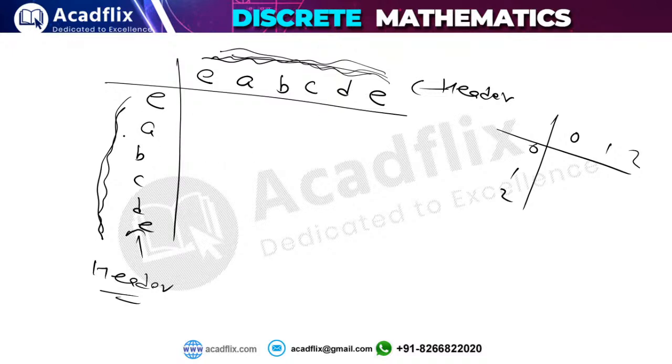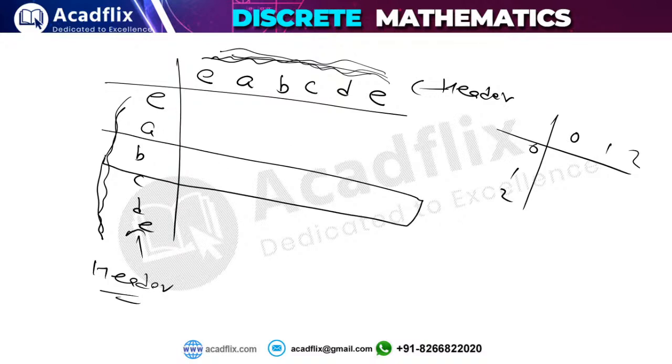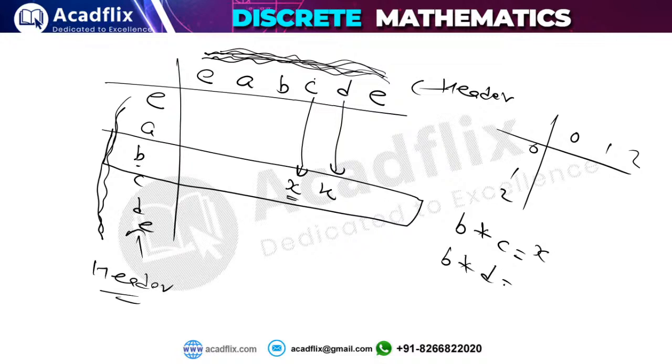Now let's assume that in some row duplicates are there. Let's assume here we have X and here we have X. We don't know what X is; X can be anything. Now if a duplicate is there, what is happening? See, B star C is equal to X, and similarly B star D is equal to X.